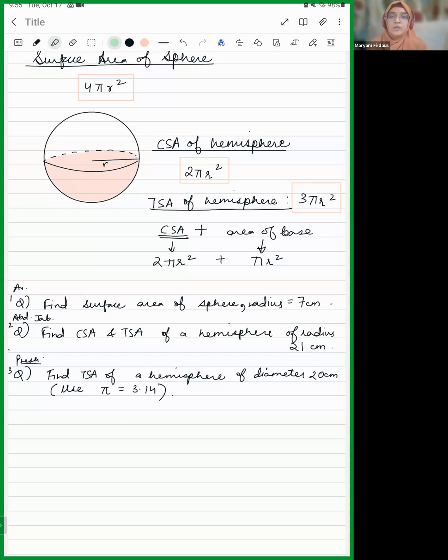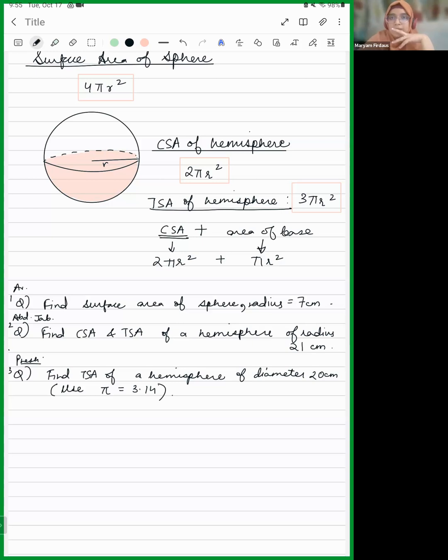So Avni, long story short, over here you have to use pi as 22/7. Then you will get the exact answer, which is going to be 616 centimeters square. Okay, Avni? Okay, ma'am. Now let's see a few more questions.